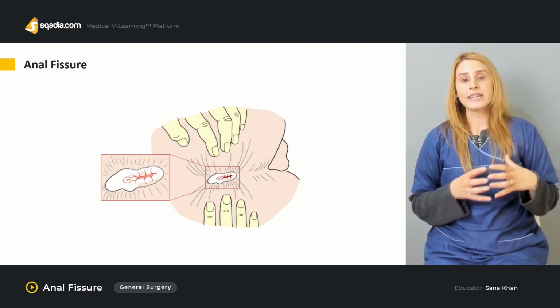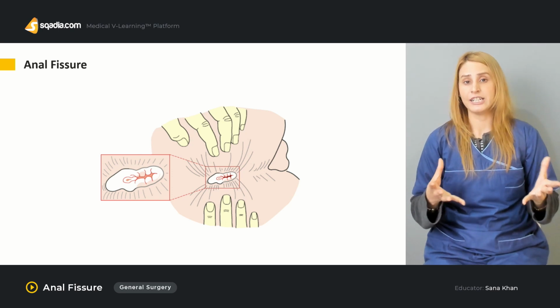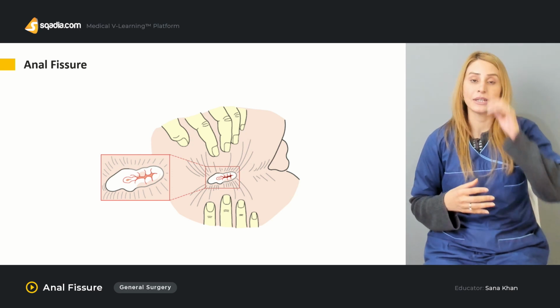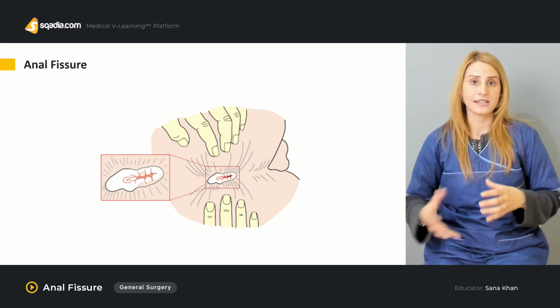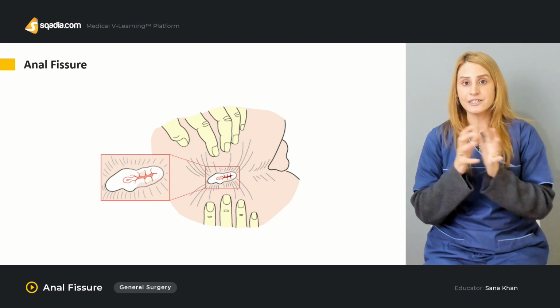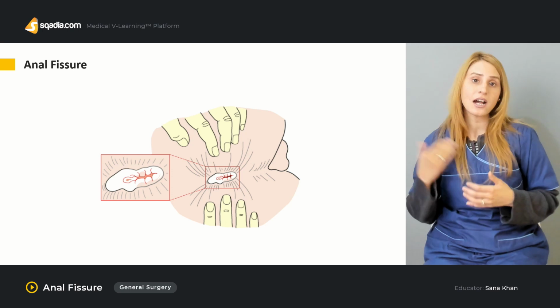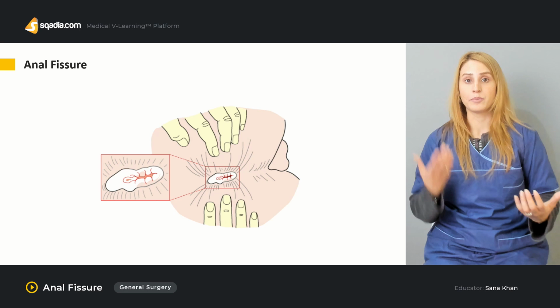Now, the important thing is how the tear is being generated, how a patient is going to present to you, and what would be the complications. We'll be discussing this in a couple of minutes. But the most important thing to know is that repeated episodes of diarrhea or chronic constipation are the causative factors behind that.